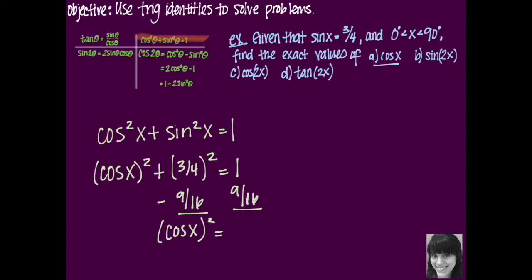And that's going to equal 7/16. And then I just take the square root of both sides to get rid of that square above the cosine of x. So you get cosine of x equals the square root of 7 over 4. And this is your answer.